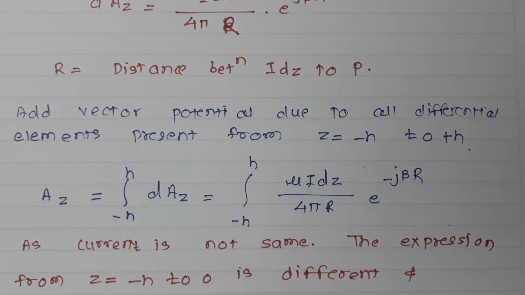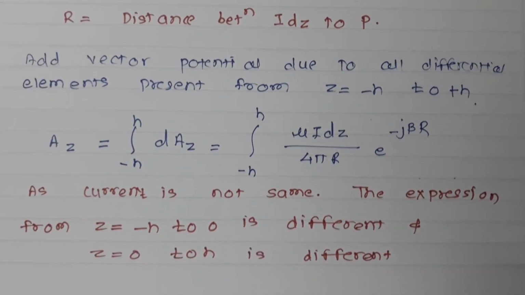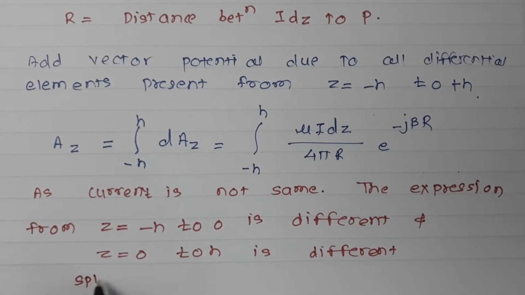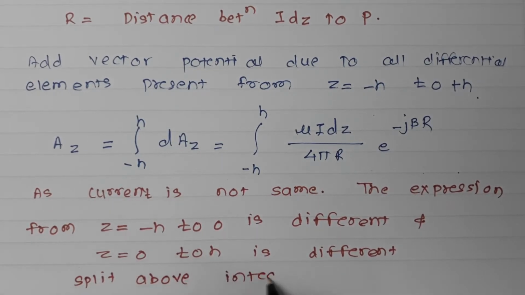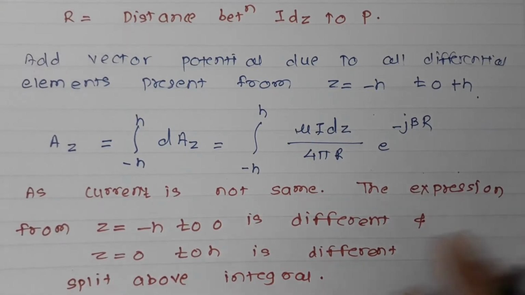So we can say that we split the above integral in these two parts. Let us split this integral into two parts, from minus h to 0 and from 0 to h. Whenever I split this particular integral into two parts, I get it like this.